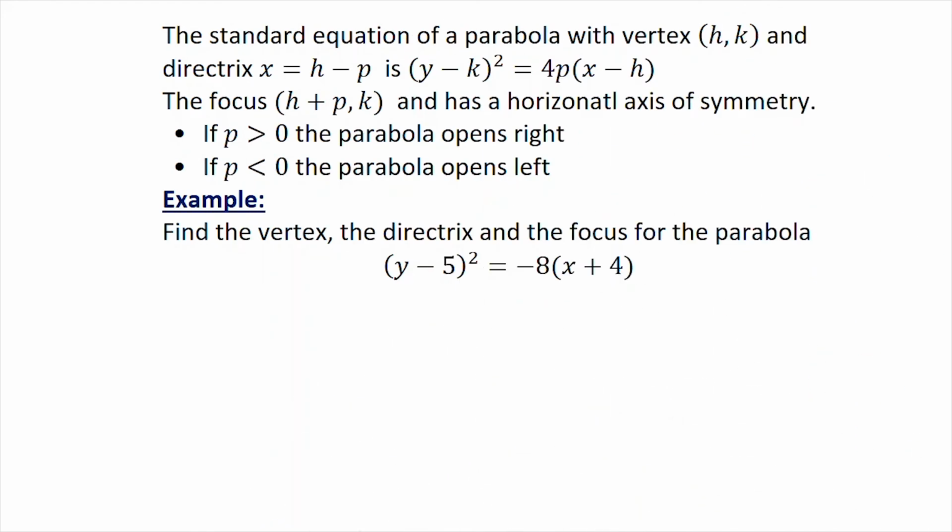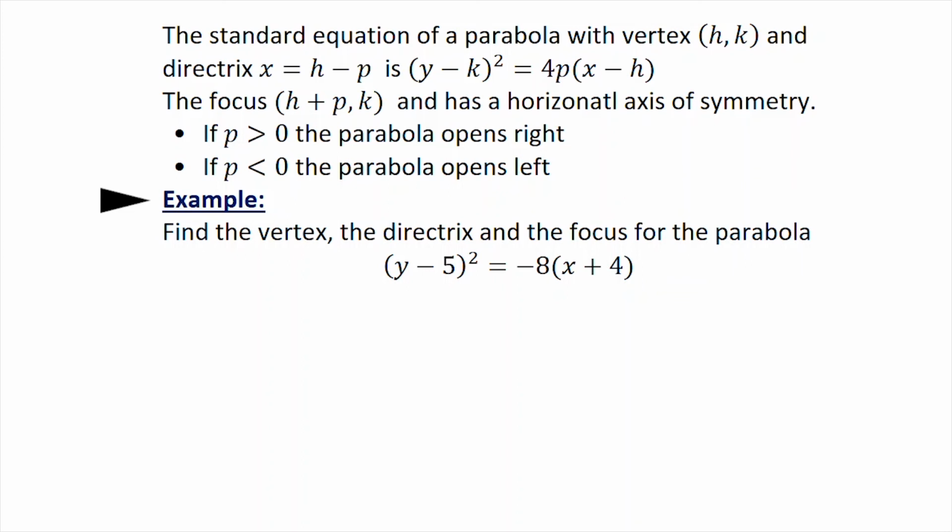One of the advantages to using conics for our equations is we can consider left and right parabolas. So the standard equation of a parabola with vertex h, k and directrix x equals h minus p is the quantity y minus k all squared equals 4p times x minus h. The focus now is h plus p, k, and this has a horizontal axis of symmetry. If p is positive, the parabola opens right, and if p is negative, the parabola opens left.